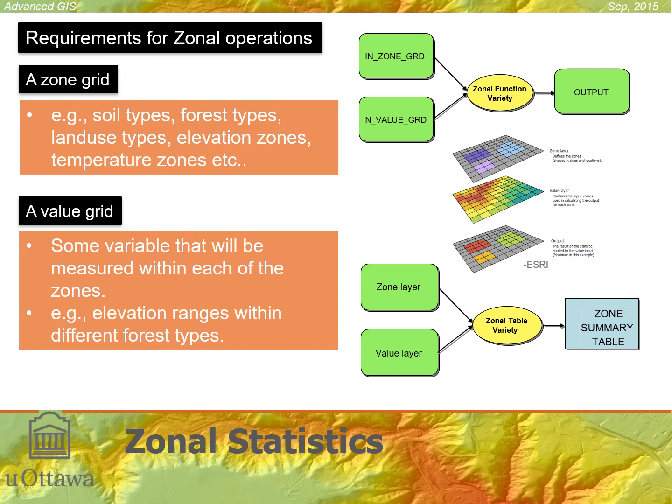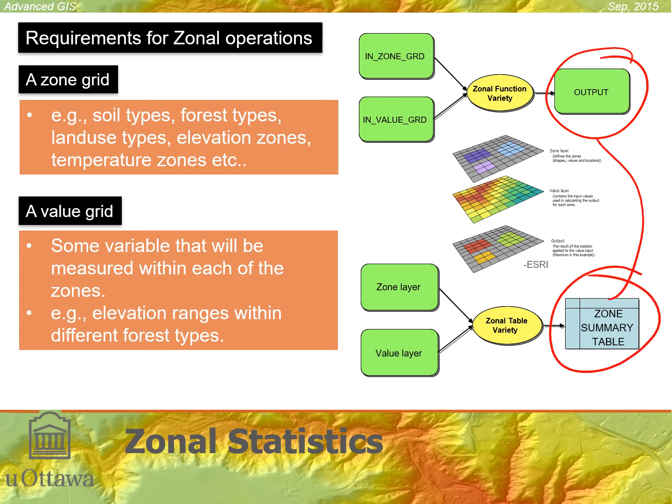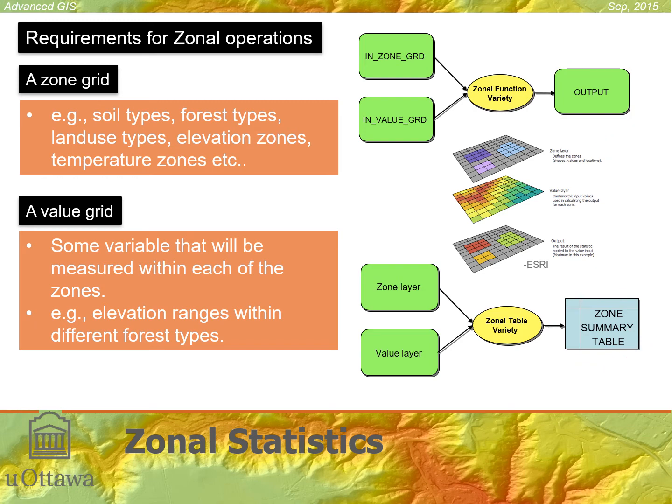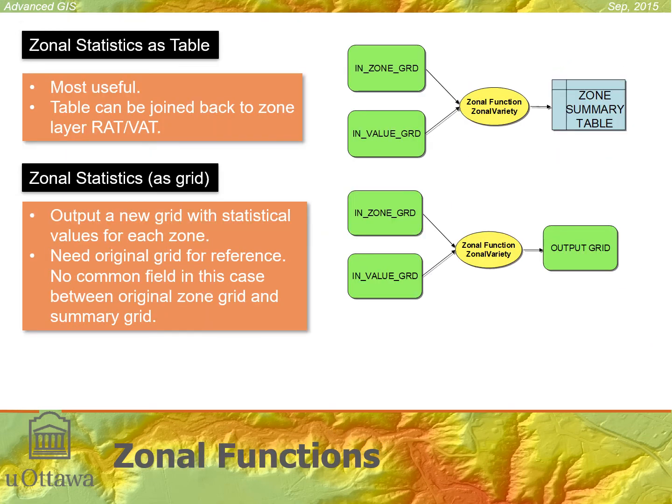So outputs from zonal statistics can be rasters or tables, and you choose. There's a zonal statistics output and then the zonal statistics as table output. Zonal statistics as table is often the most used one. And it can be joined back to the zone grid because both will have zone identifiers in them. So you could do a table join of the zonal summaries table back to the zone grid to get access to the zonal summary values.